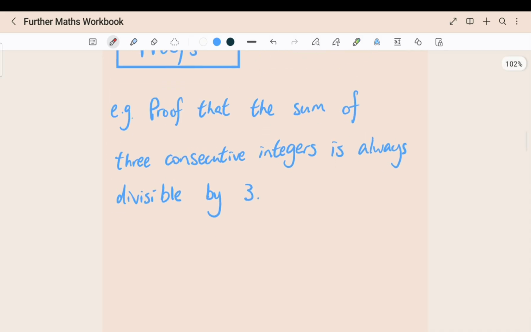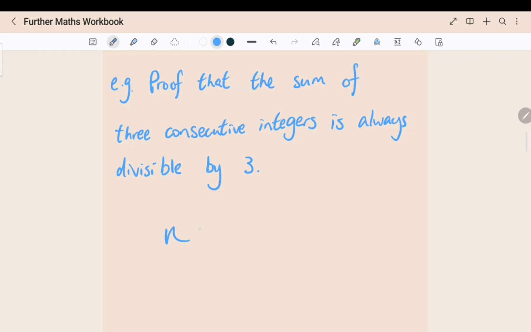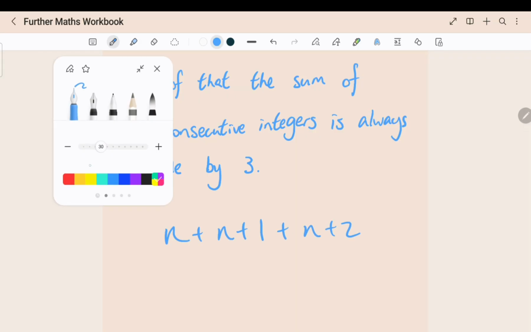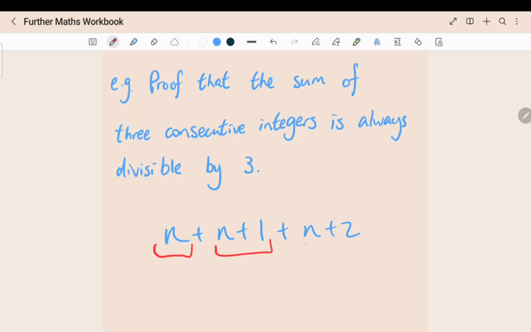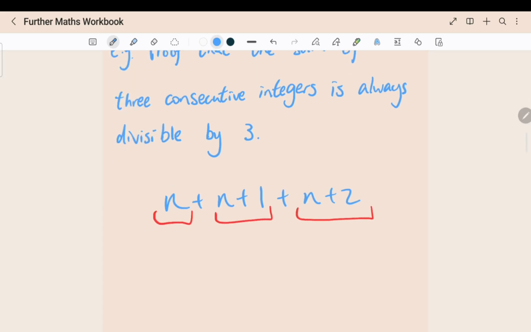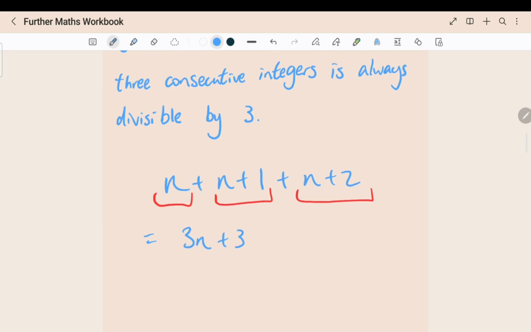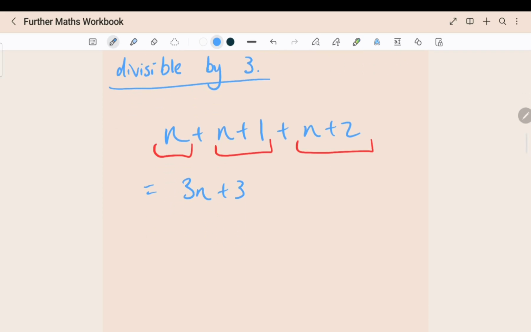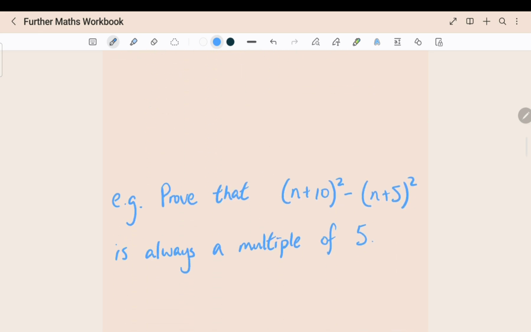So the first question is, prove that the sum of 3 consecutive integers is always divisible by 3. So if I have an integer n, the consecutive integers must be n plus 1 and then n plus 2. So I have 3 consecutive integers summing together, which if I add them up, I get 3n plus 3. To prove that it is always divisible by 3, I must factorize out a 3 to show that it is divisible by 3. And that will be the answer.